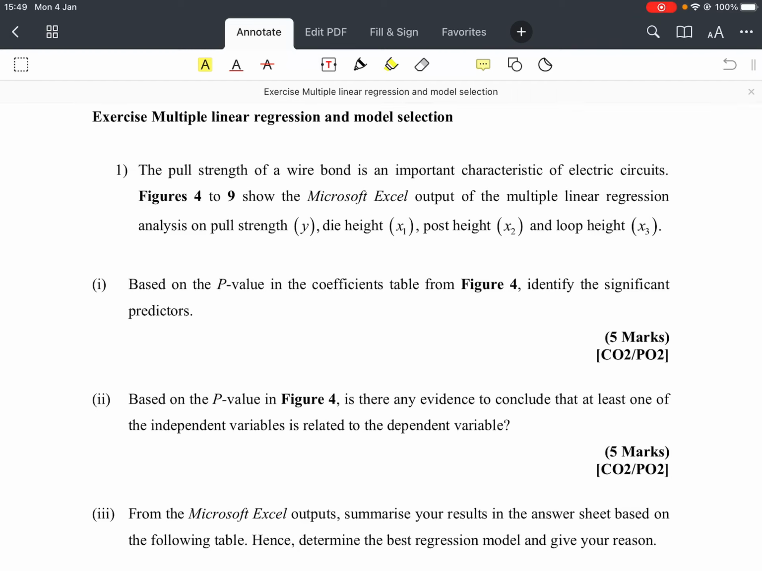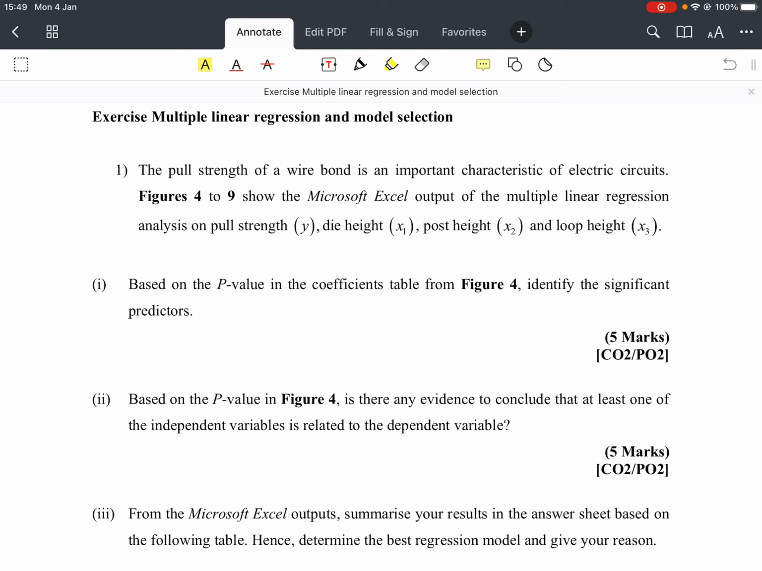Alright guys, so let's do some exercise on the model selection. For your information, model selection normally will be combined with the multiple linear regression. Okay, so this example or exercise I take from a past year exam question.